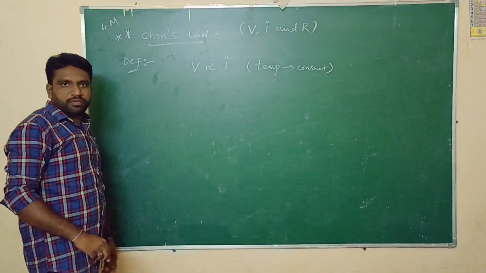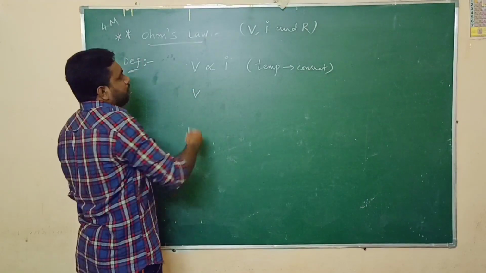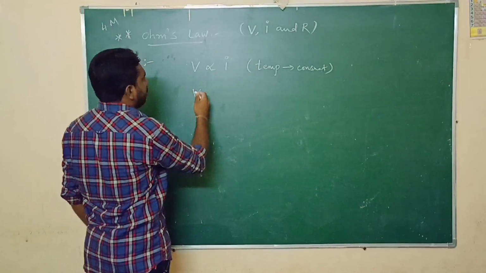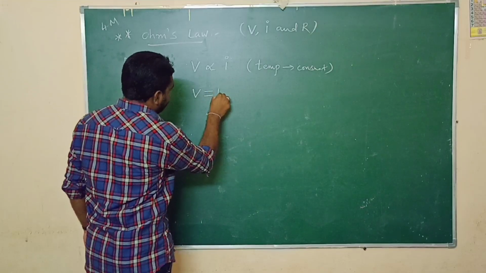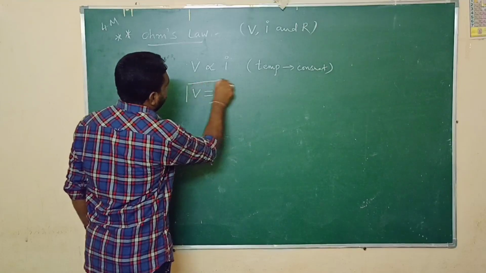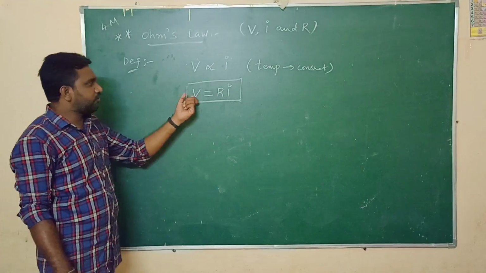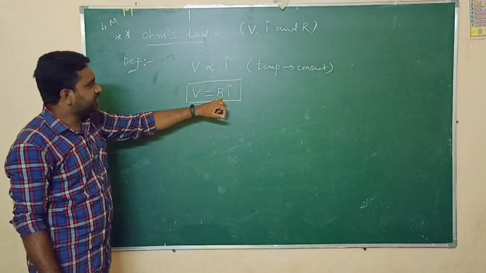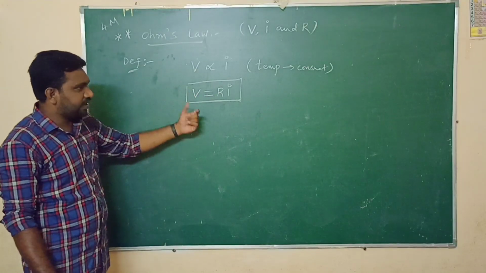If we remove this proportionality symbol, we need to write a proportionality constant. That constant is nothing but R. V equals RI. This is the expression for Ohm's law. This equation is known as the equation of Ohm's law. This is the relation between potential difference, current and resistance. V equals RI is a famous relation between potential difference, current and resistance.